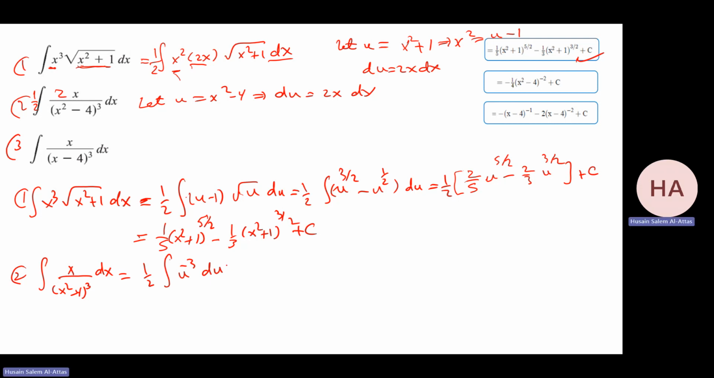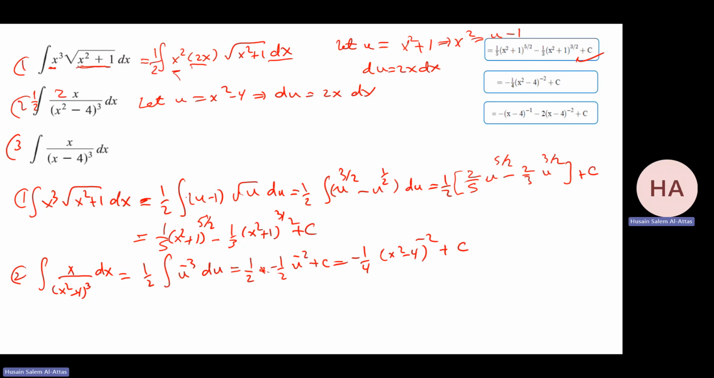Okay, and that will be half. You add 1, minus 3 plus 1 is minus 2, so times minus half u to the power minus 2 plus c. So the answer will be minus 1 over 4 u, which is what? (x squared minus 4) to the power minus 2 plus c. Okay, number 3.